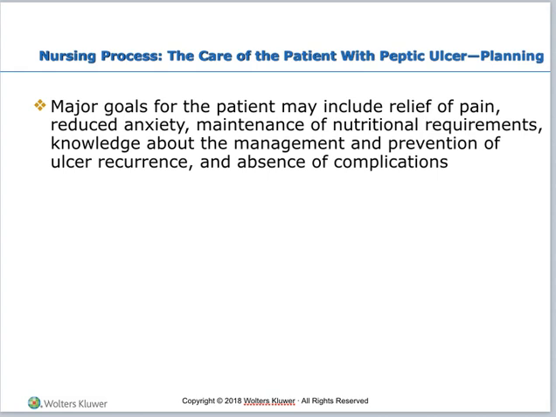So like I said, if they start having signs and symptoms that maybe they are bleeding or their symptoms are getting worse, we will scope them and, if necessary, do a surgical intervention.